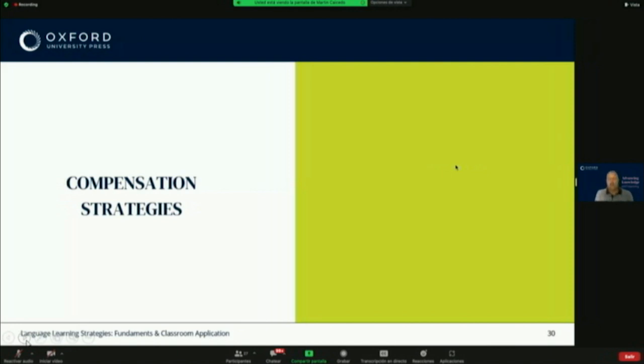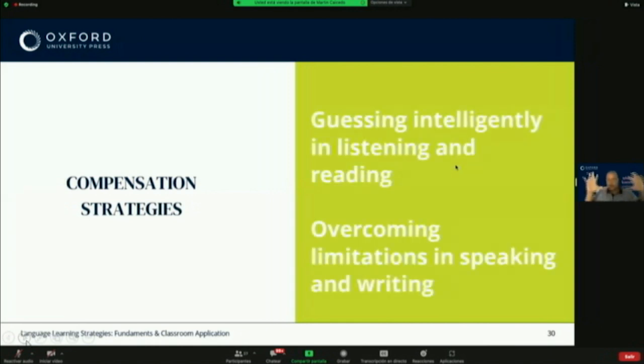So I want to use the language, but I feel maybe stuck. I cannot say a word. So what can I do to convey the message? What can I do to get my message across and not just stay there mute? So we need to teach our learners what type of compensation strategy they can use in order to get the message across. And they are basically divided into two sets of strategies: guessing intelligently in listening and reading, and overcoming limitations in speaking and writing.